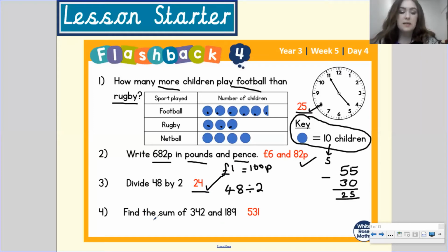And the next one says find the sum of 342 and 189. Now this might be a little bit difficult if you don't know what this word here means. By the sum, we mean you need to add.